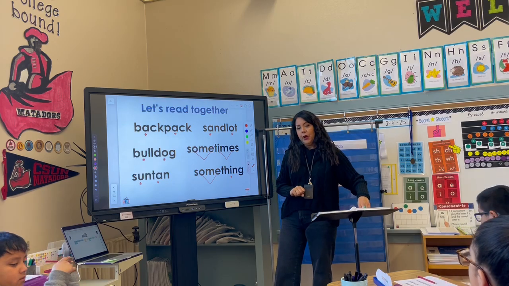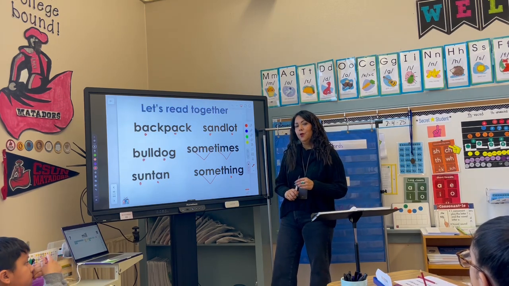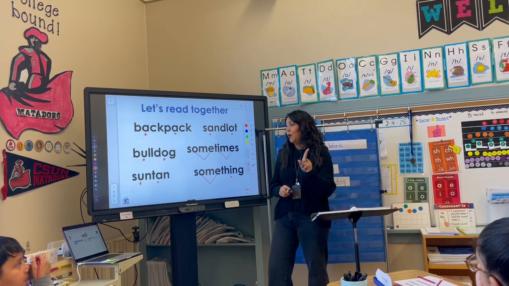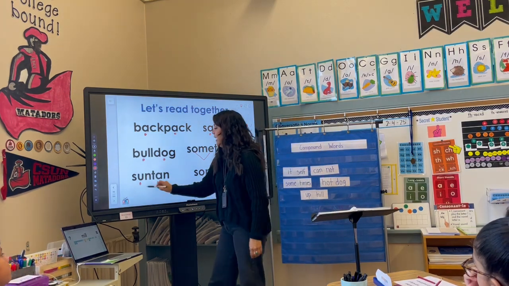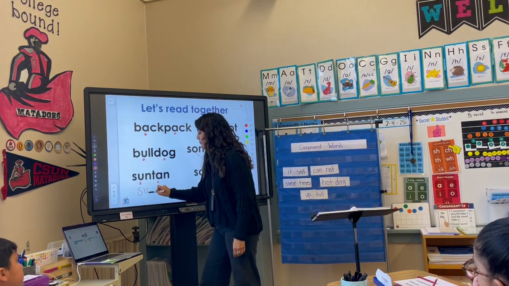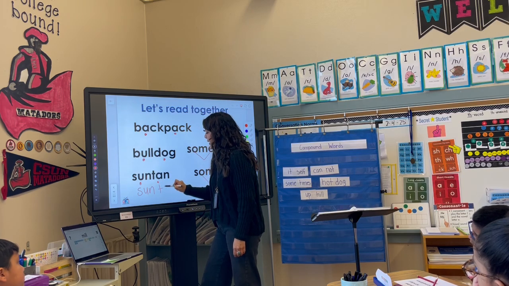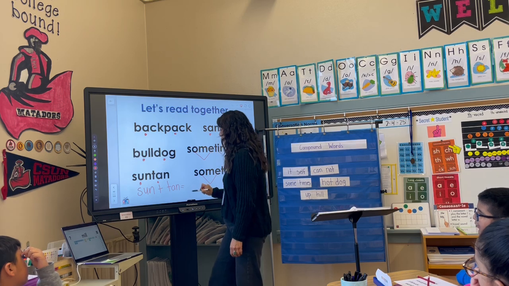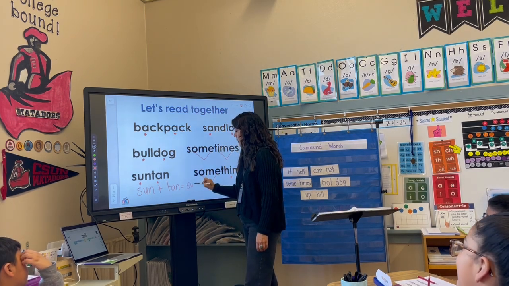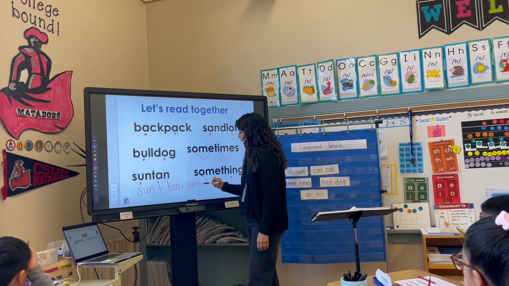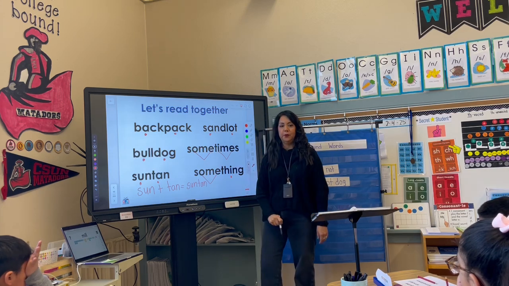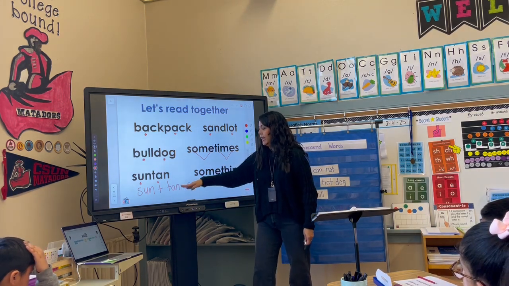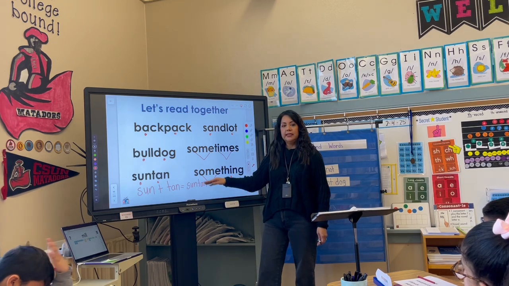Now, did you know that we could actually do math with reading words? Can I show you a math problem that I'm going to create? Watch this. I'll start with suntan. If I take sun and I add it to tan, it's going to equal what word? Suntan. Did you see how I just created a math problem with reading? Yeah, I did sun plus tan equals suntan.